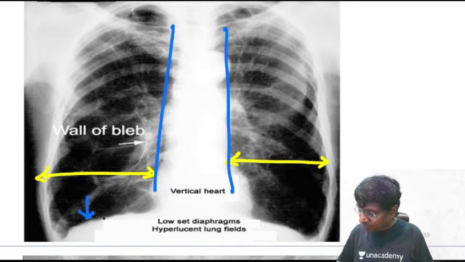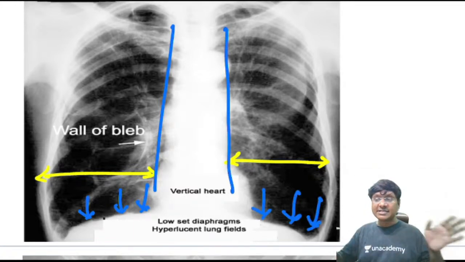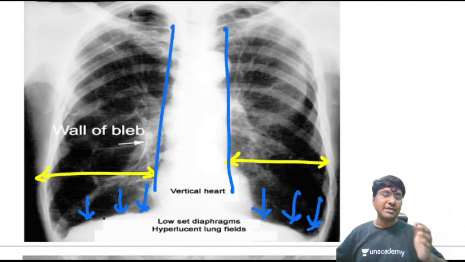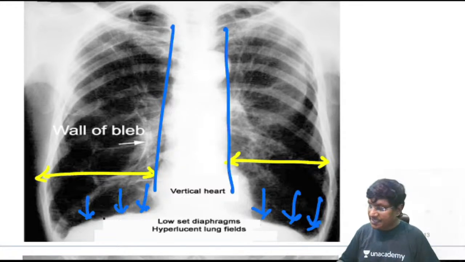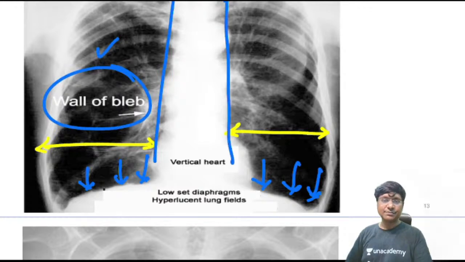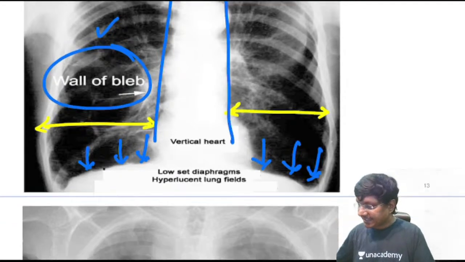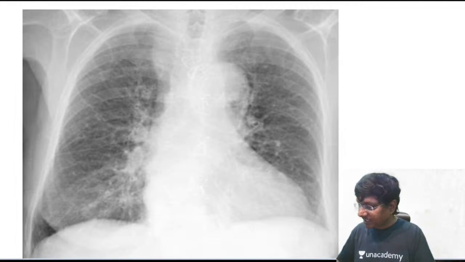And the diaphragm, what will happen to the diaphragm? The diaphragm will be a low set diaphragm, because these enlarged lungs will compress the diaphragm, thereby you get this low set diaphragm. Then the next important finding is blebs, and these blebs can rupture. Once these blebs are ruptured, the individual will develop pneumothorax.